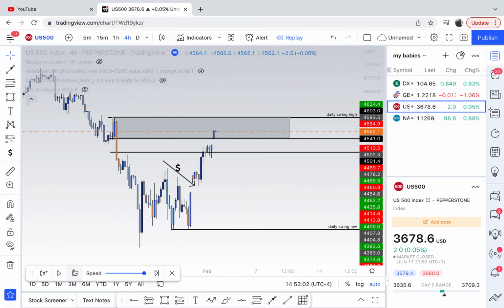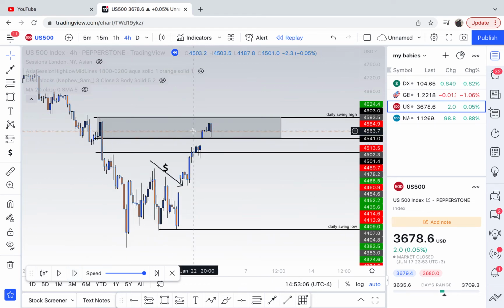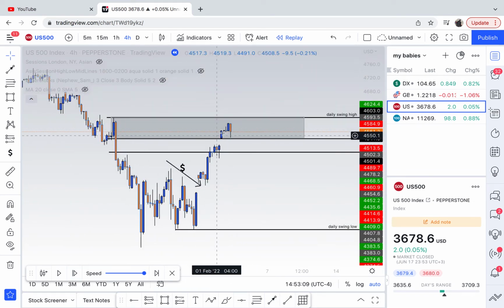So we're going to stay on the 4-hour. Nothing yet, nothing yet, nothing yet. Bam. Have a nice engulfing candle here. All right, nice engulfing candle.